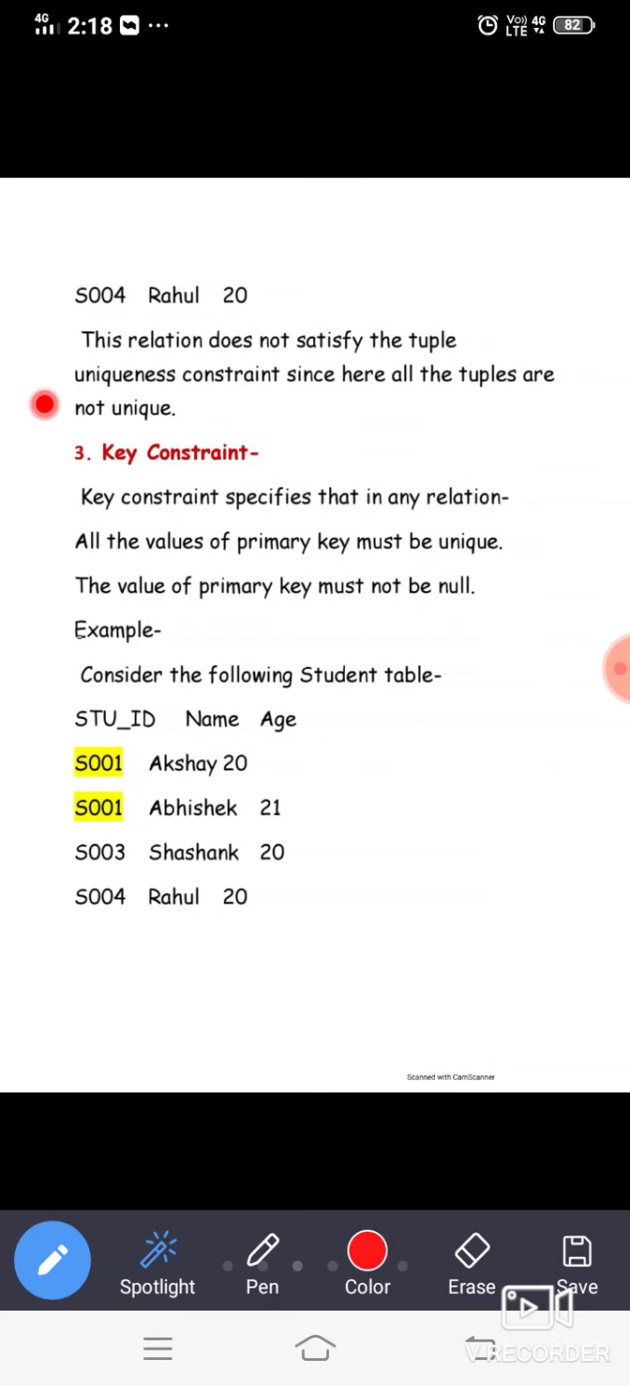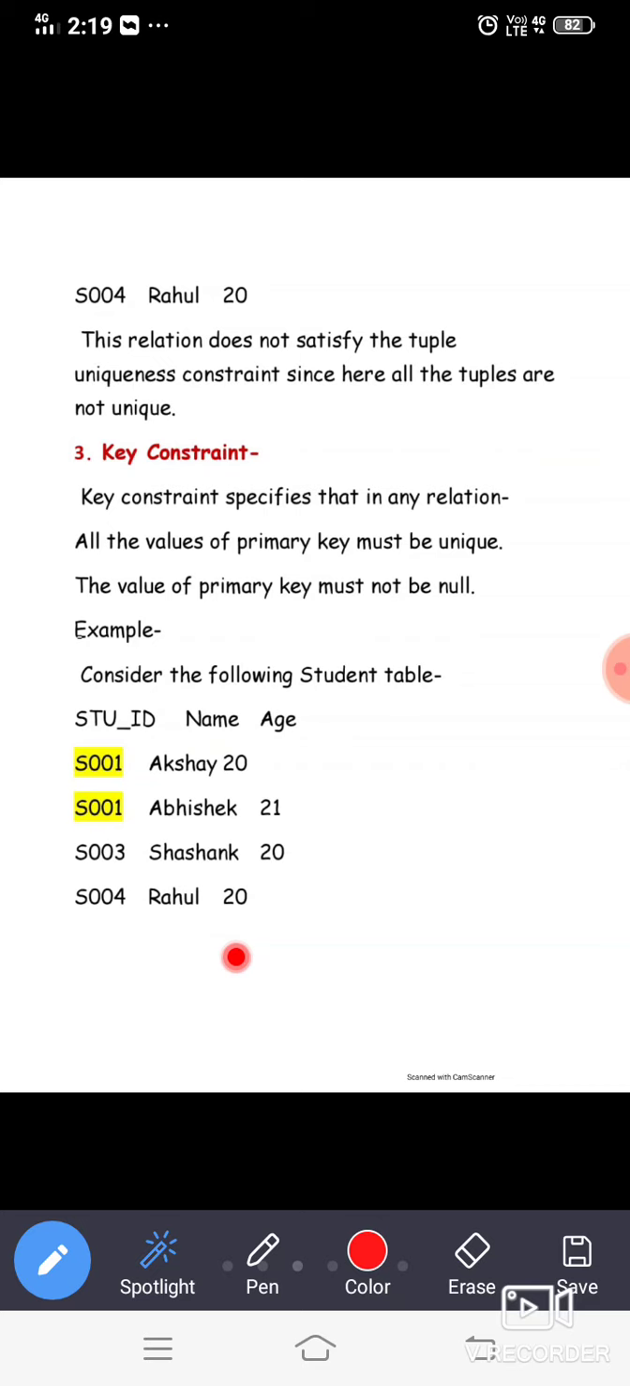Next one is the key constraint. Key we already know. A key can be any column in a table. You can take any column as a key. There are different types of keys available. We have already discussed them: a primary key is there, a candidate key is there, a super key is there, an alternative key is there, and a foreign key is there. All these keys we have discussed.